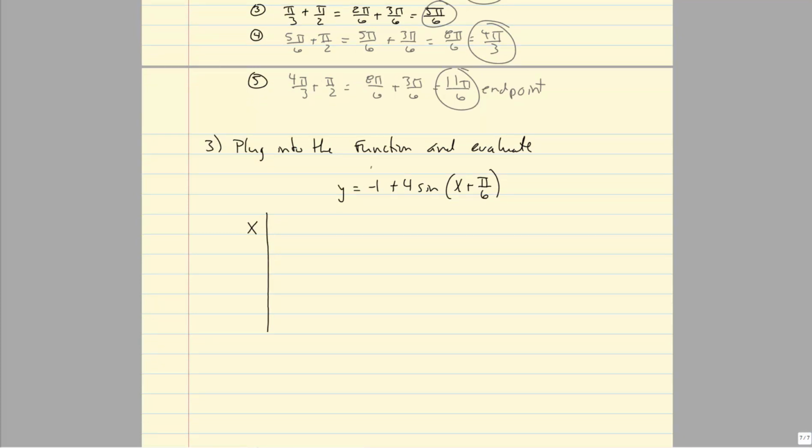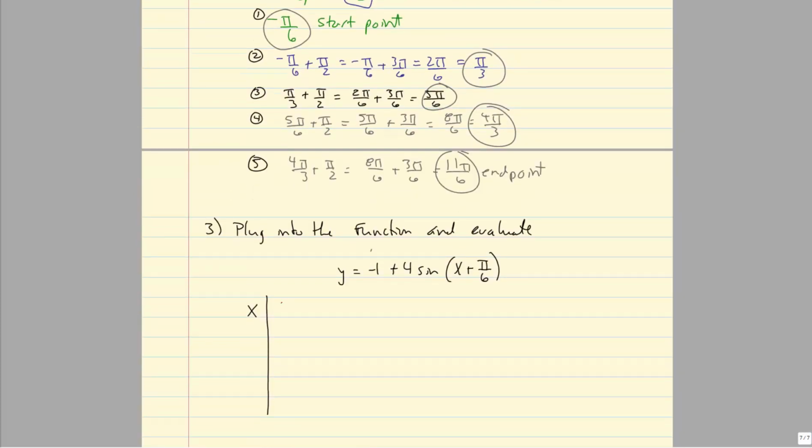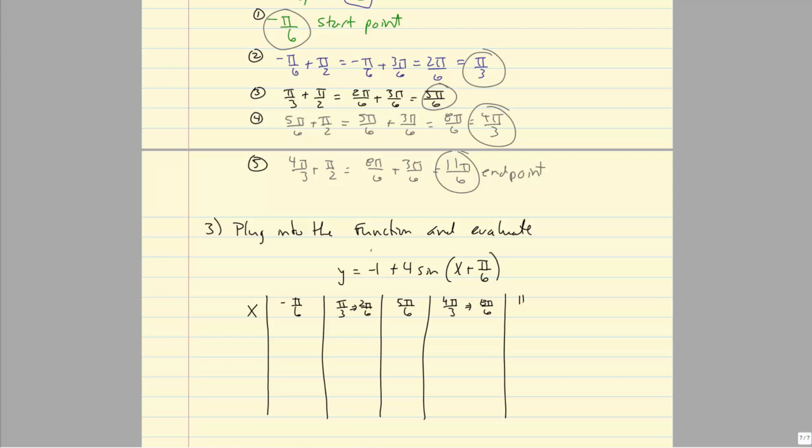Okay, so our table allows us to plug one thing in at a time and keep track of values. So remember, my start point here was negative pi over 6. My next point was pi over 3. And again, I want you to keep in mind that this is the same as 2 pi over 6. My next point was 5 pi over 6, which has that common denominator of pi over 6. My next point is 4 pi over 3, and keep in mind again that this is really 8 pi over 6. And my last point here is 11 pi over 6.